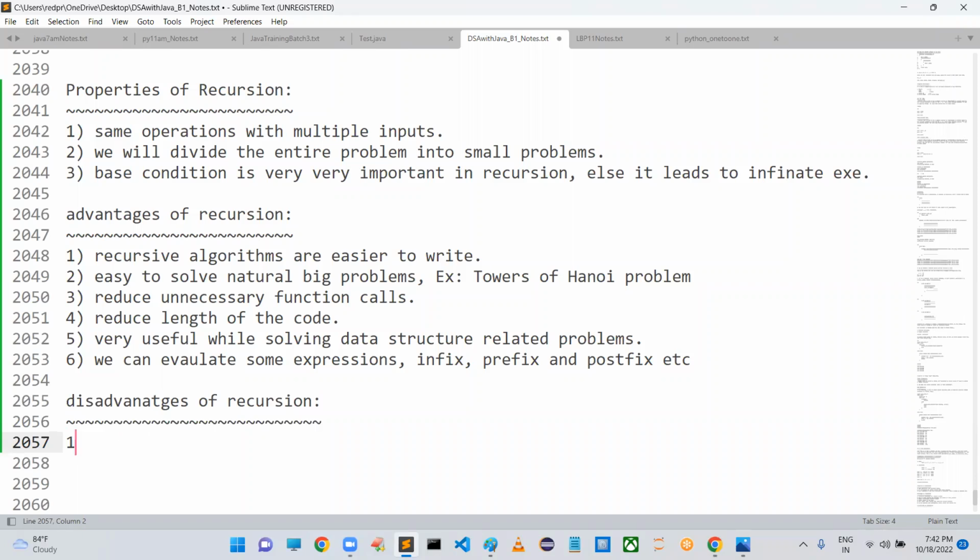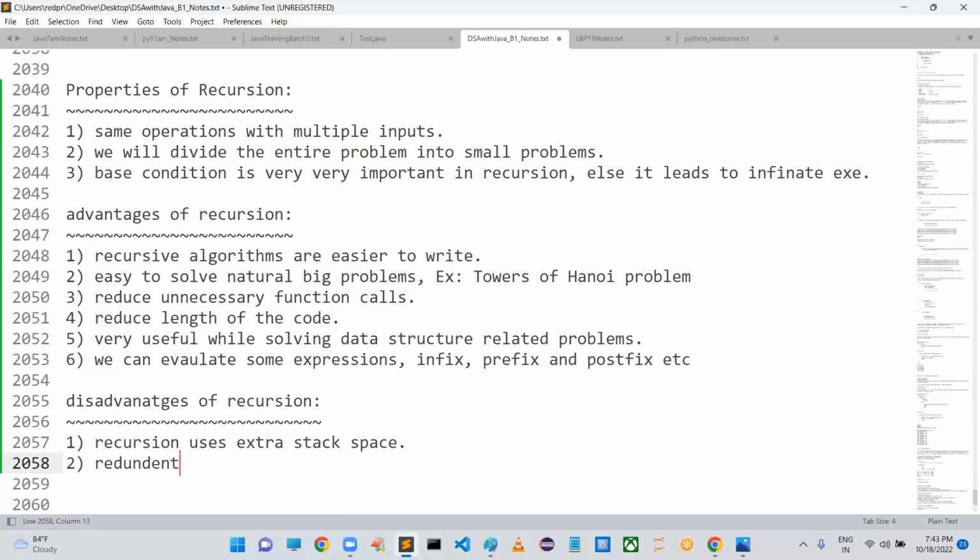Recursion uses extra stack space, right? Every time the method calls or the values or operator related controls, everything, where is it going to be stored? In our stack or not? Yes, so definitely recursion is going to use some extra stack space.